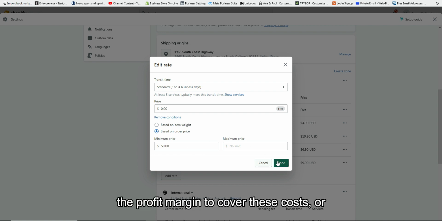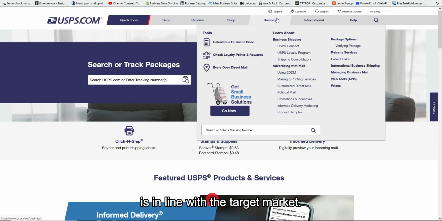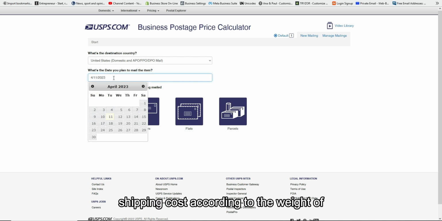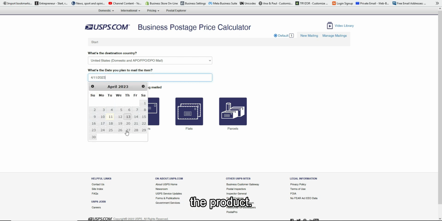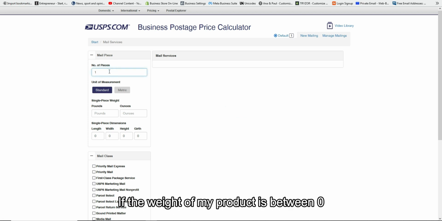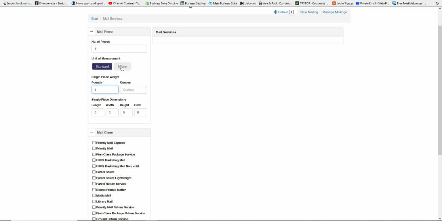Either we reduce the profit margin to cover these costs, or we negotiate the shipping cost to maintain the profit margin. Or we have a fairly large margin given the low production cost, and the selling price is in line with the target market. I can also decide to set my Shopify shipping cost according to the weight of the product. I can set, for this example, if the weight of my product is between 0 and 1 pounds, the shipping cost is equal to $8.